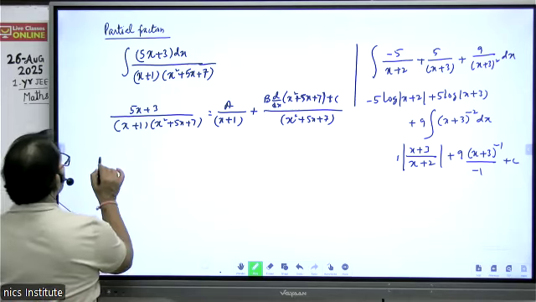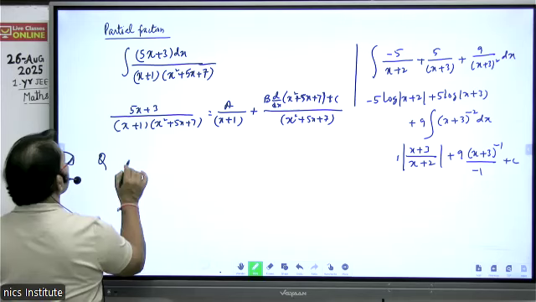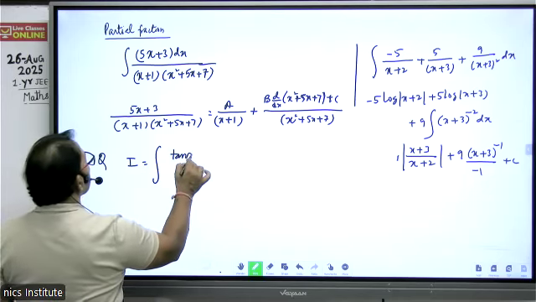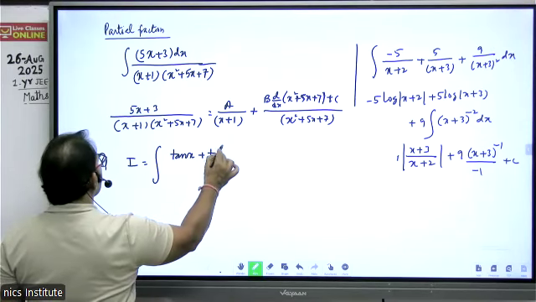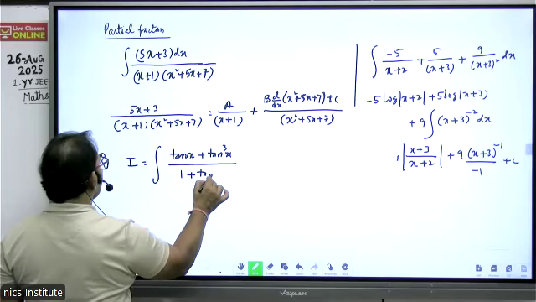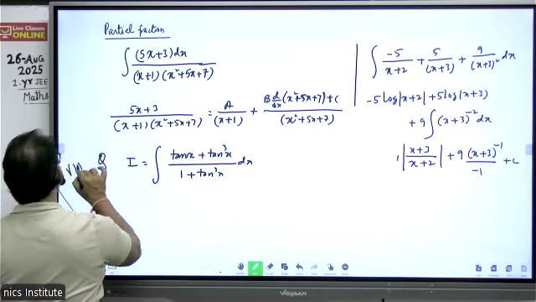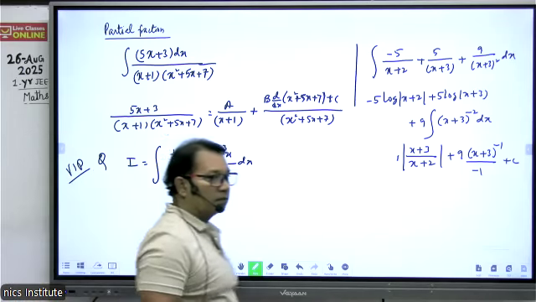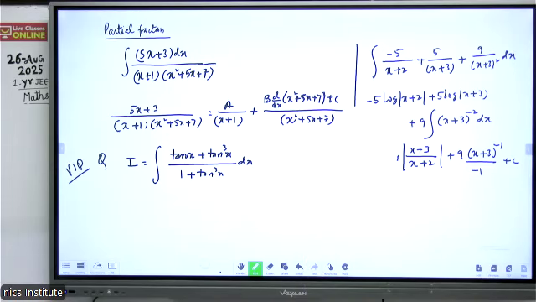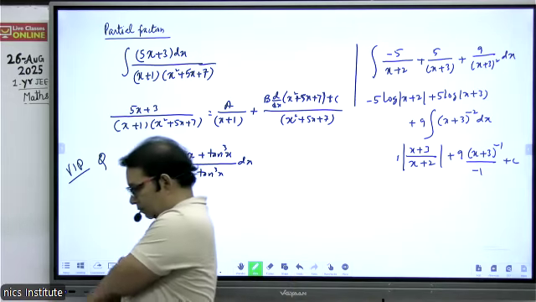Let's answer one question. Very important question. Tan x plus tan cube x over 1 plus tan cube x. VIP. Let's integrate this. Tan x plus tan cube x over 1 plus tan cube x.